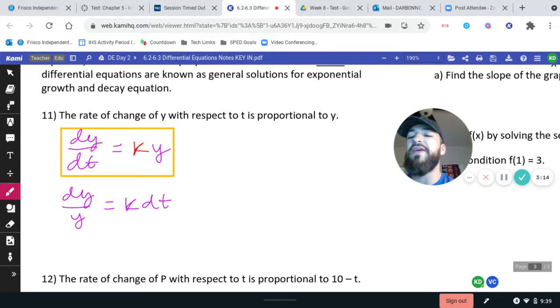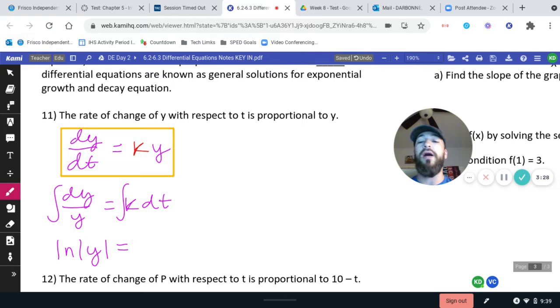So from here, I've separated both sides, y's with y's, t's with t's, and my proportionality constant k, but that's just a constant. That's okay. So integrating both sides, dy over y gives me the natural log of the absolute value of y. On the right side, the integral of k, which is a constant, like 1, 2, 7, natural log of 4, something like that, is just kt. Some constant times t. And then we add in our constant of integration.